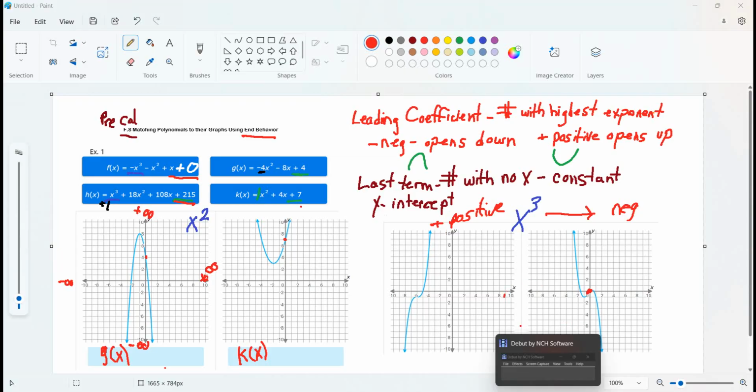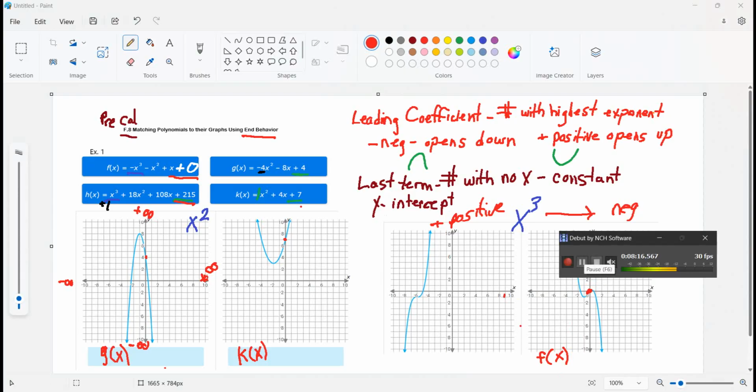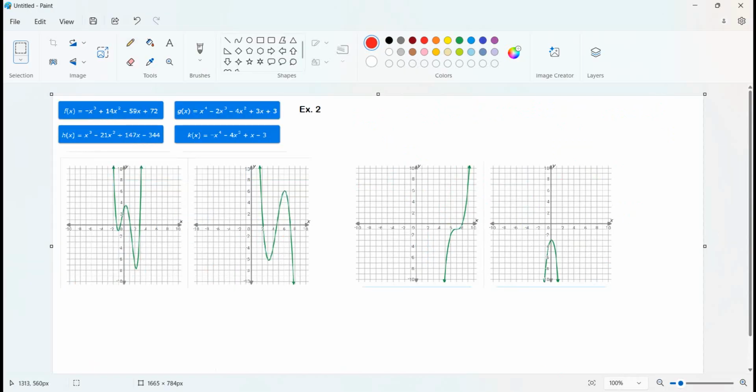And let me pause this and get a different screen, I hope. All right. So this is example number 2 on here. Let's see, what color do I have? I guess I'm in red.